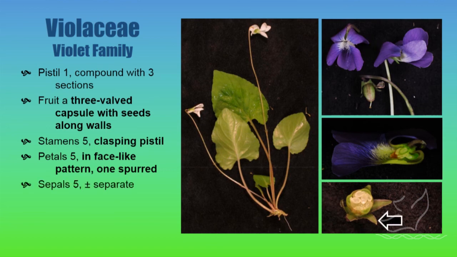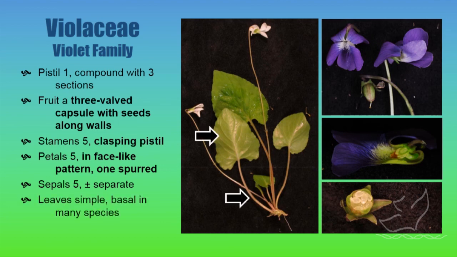There are 5 sepals, and these are more or less separate. The leaves are simple, and in many species they are basal. In other words, they're attached directly to the rootstock and not to an upright stem. So that is the Violaceae.